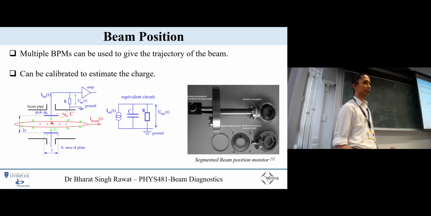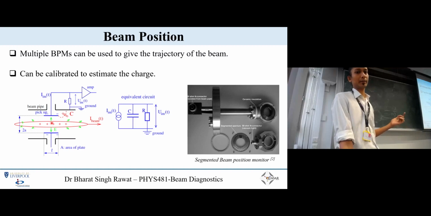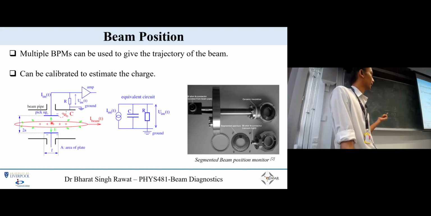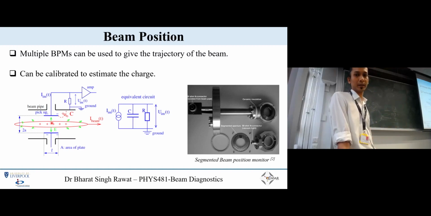There is also an inductive pickup, since a moving particle also creates a magnetic field. You can capture the magnetic field of a moving charged particle using similar devices, and then you can also infer similar qualities.